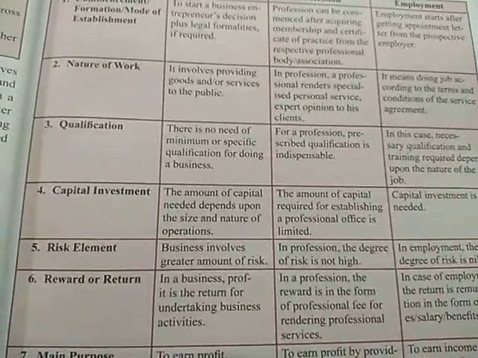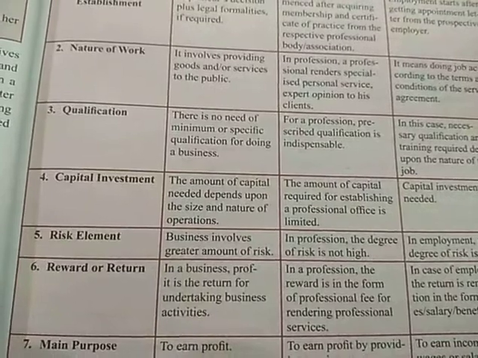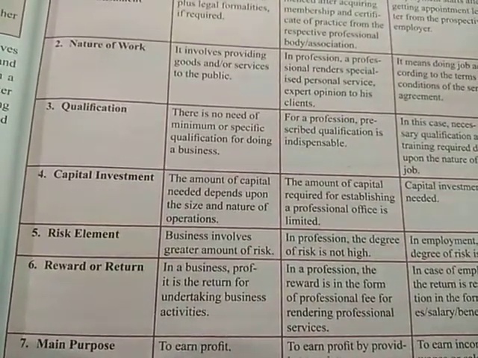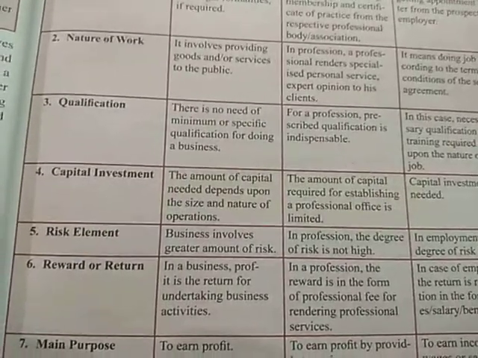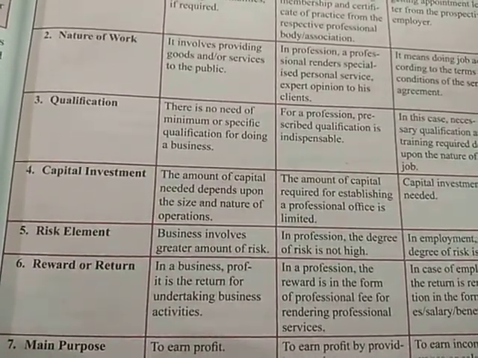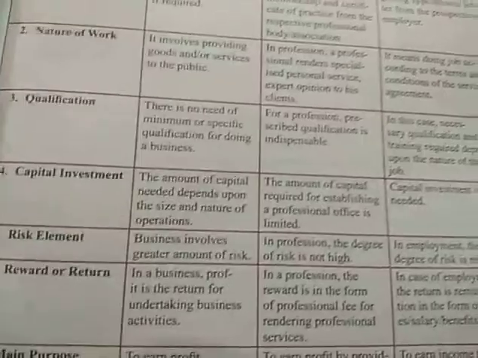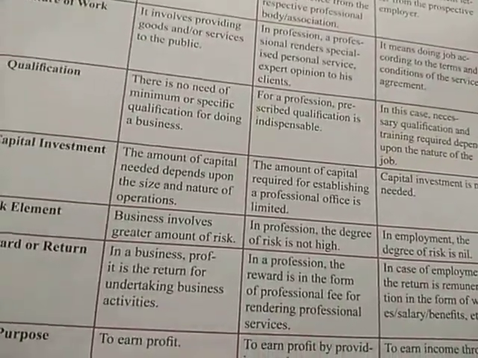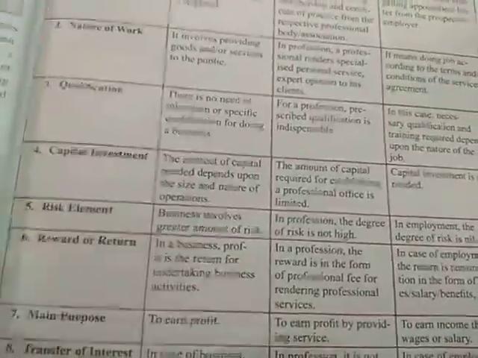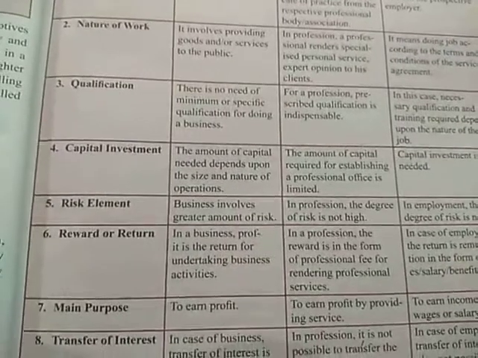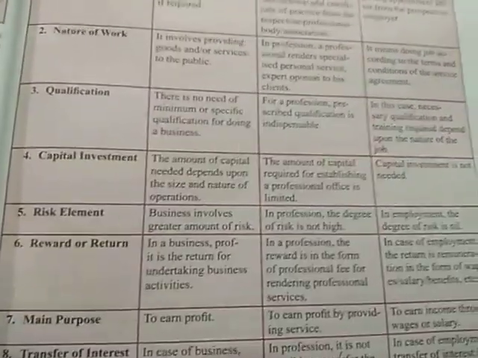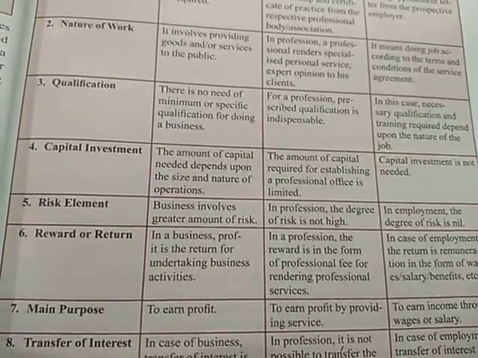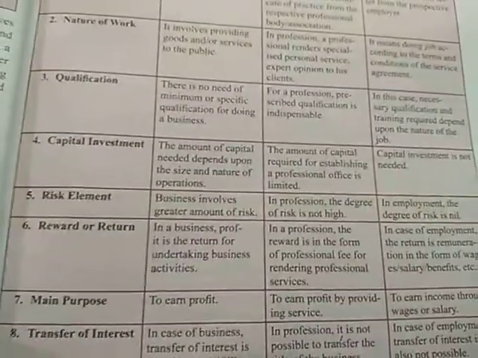Next is capital investment. The amount of capital needed depends upon the size and nature of the business. The amount of capital required for establishing a professional office is limited, and in employment, capital investment is not needed. Next is risk element. Business involves a greater amount of risk. In profession, the degree of risk is not high. In employment, the degree of risk is very low or nil.